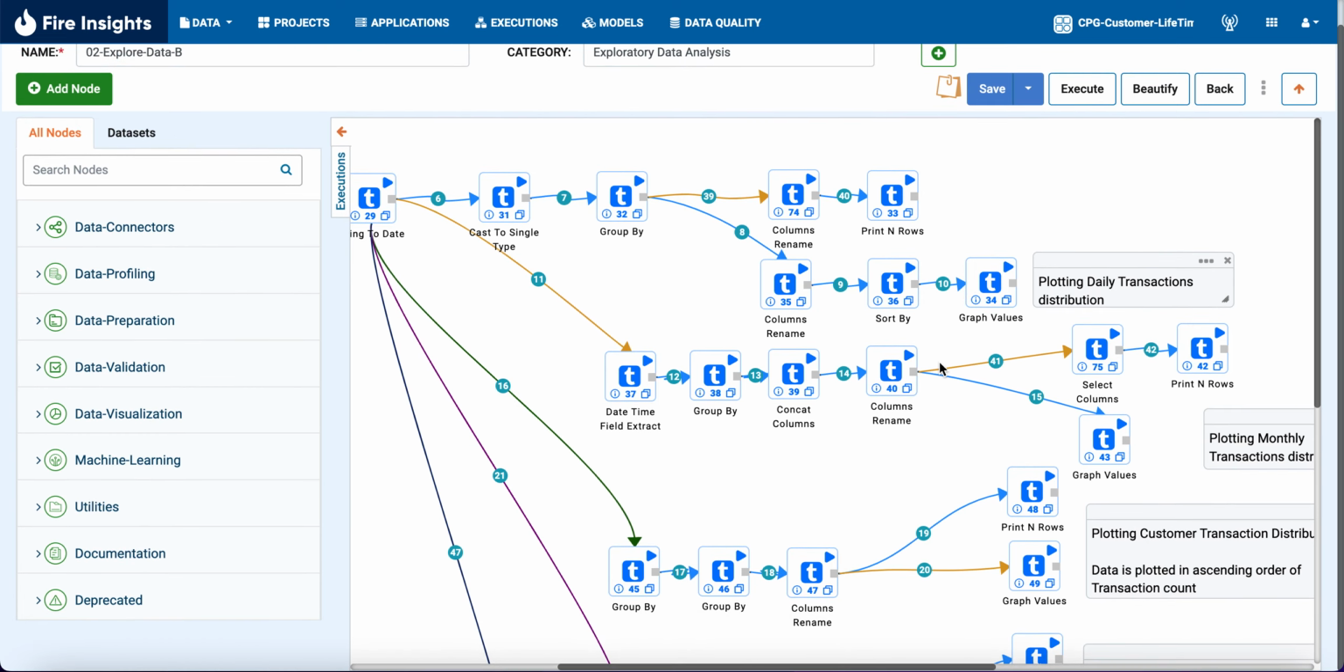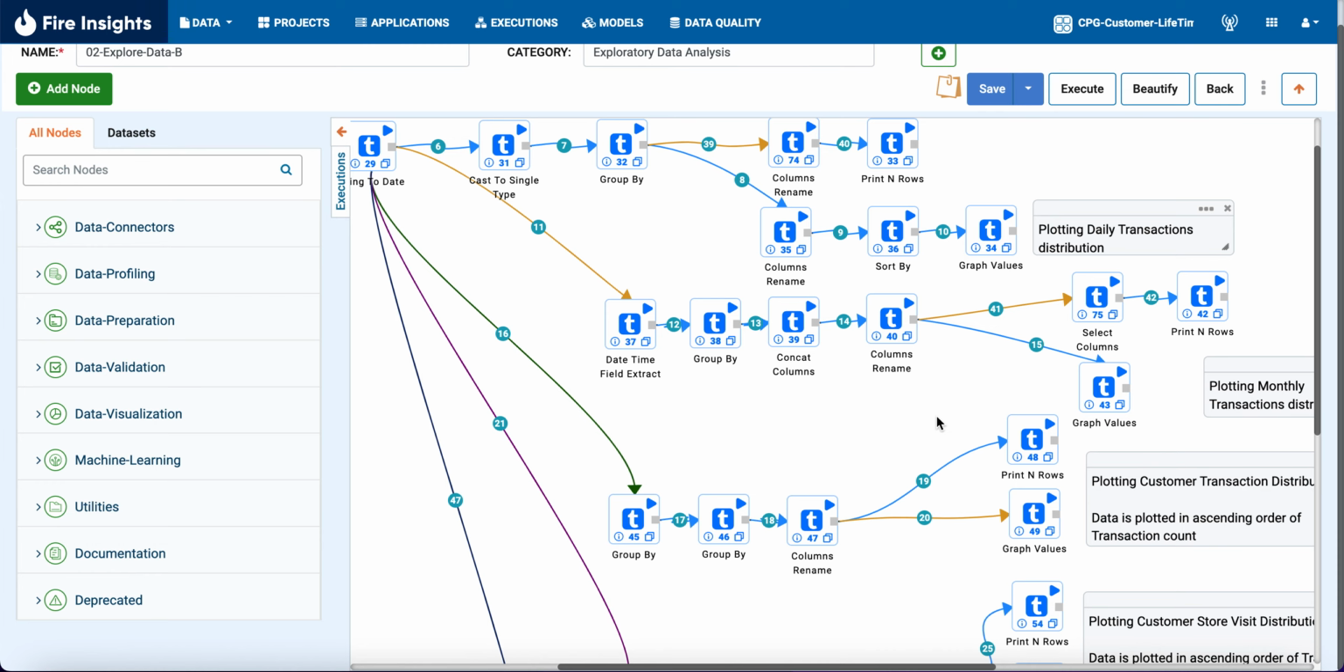To build each of these visualizations, we follow approximately the same process. We are grouping the data if necessary, removing the columns that are not needed, renaming the columns to make our visualizations more understandable, and then using graphing nodes or other visualization nodes to then produce the results.